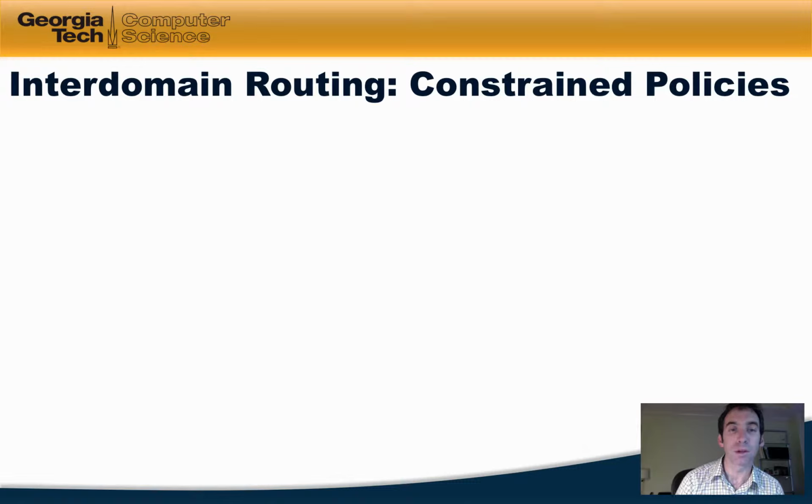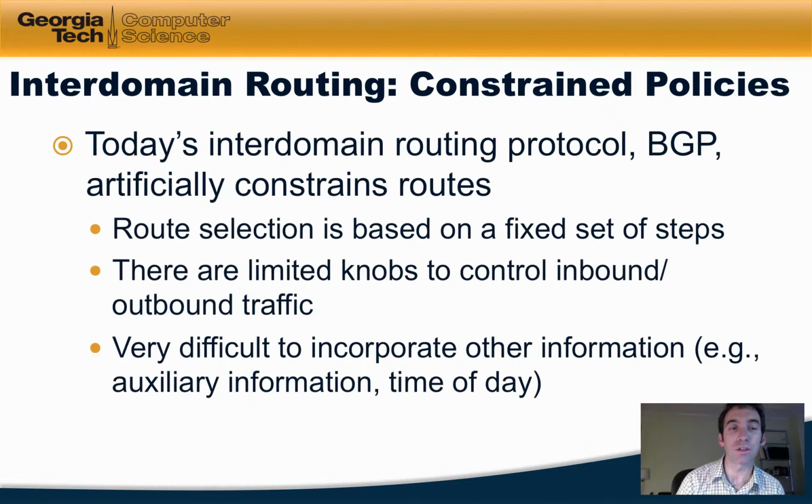So if you know anything about interdomain routing, or perhaps you remember it from your undergraduate networking course, you may remember that policies, or ways to set policies in interdomain routing protocols, are very constrained. Today's interdomain routing protocol, the Border Gateway Protocol, or BGP, artificially constrains routes that any particular router in the network can select. That's because route selection is based on a fixed set of steps, and there are a limited number of knobs to control inbound and outbound traffic.